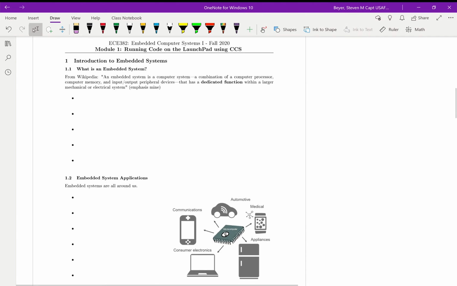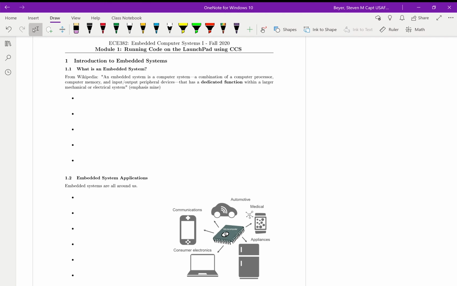So what is an embedded system? From Wikipedia, it's a computer system that has a processor, memory, and input-output devices. So that could be sensors. Think of anything along the lines of motors, or for our robot, we'll have bump sensors on it. Any input-output devices, and then it has a dedicated function within a larger system. For example, on our robot, that dedicated function will be driving through a maze. But you can think of a toaster. That is an embedded system. That's a dedicated function to toast bread.